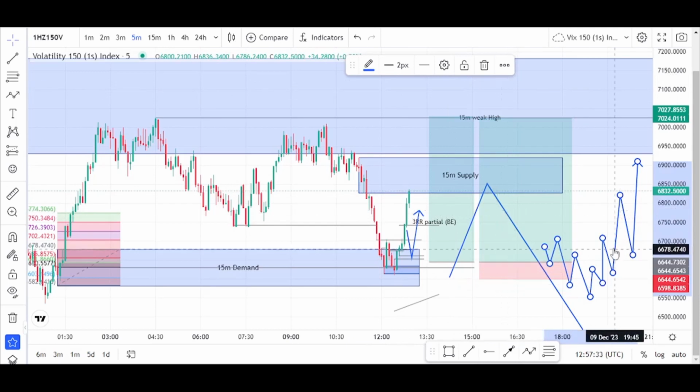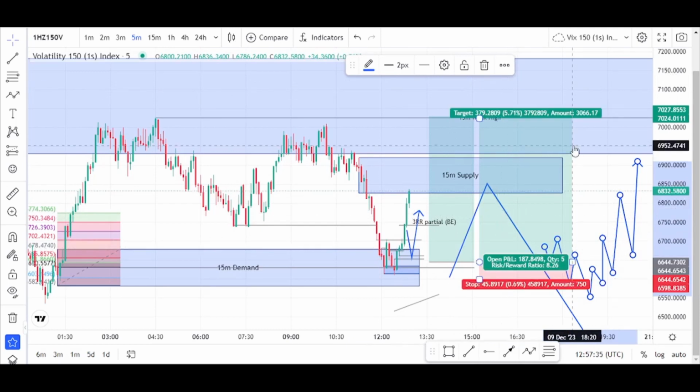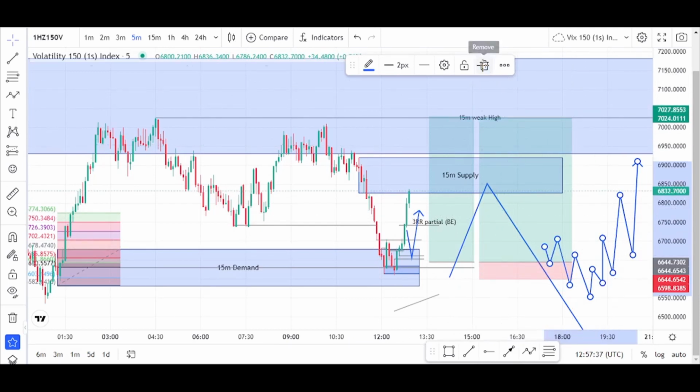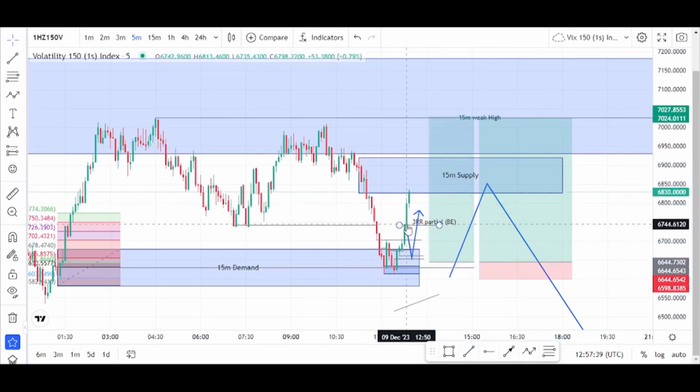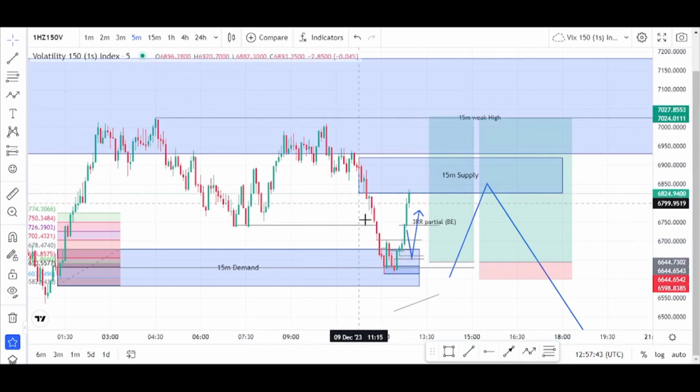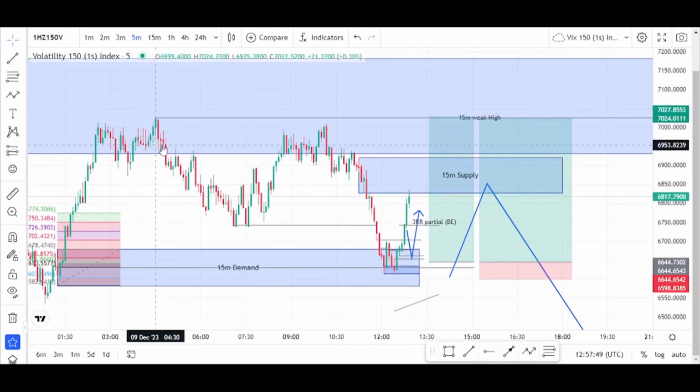Okay, now let's let price run. I would have let price run if I didn't have this H4, and I would have taken my 3RR and left price run until we reach there, and then I'll take most of the remaining and leave the other to run forever, and to come if it wants to and hit my stop loss.